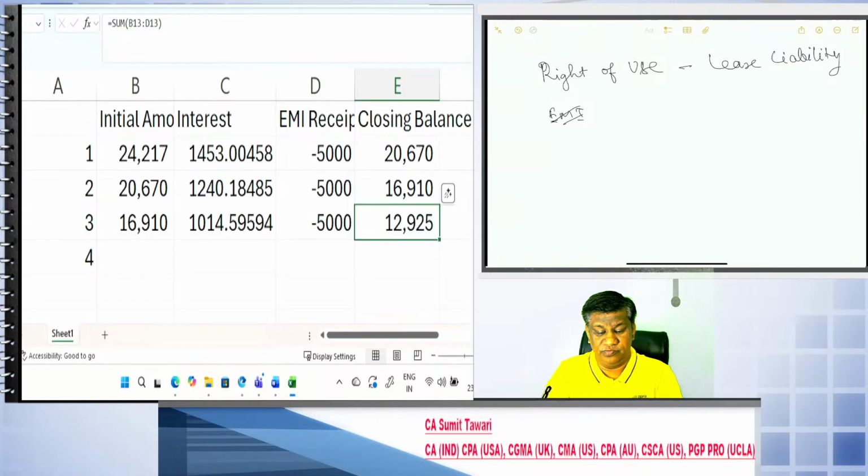ROU asset. So that is basically the 22,000, which I calculated as a discounted value, and then there is a lease liability. So this is again the 22,000 credit. After 1 year, whatever may be the EMI plus interest, I need to consider that as a lease expense, which is basically this lease amount.